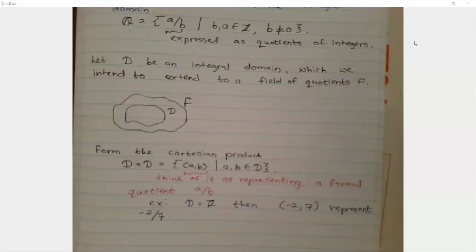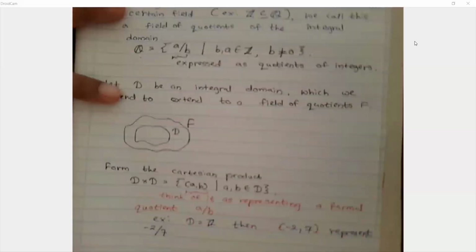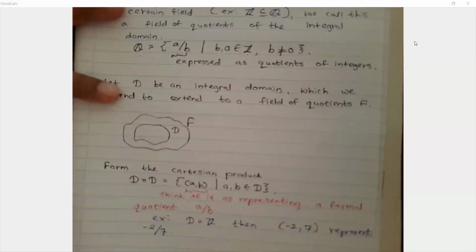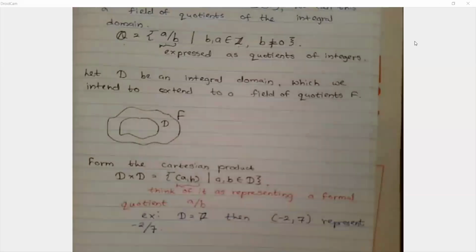For example, if we take A to be, now for this particular example, when D is the integral domain Z, if you take the pair of integers 1 and 0, 1 and 0 should represent a formal quotient that should be given by 1 over 0, but that is not defined. It does not make sense, right? So not all elements over here would really help in constructing this field.